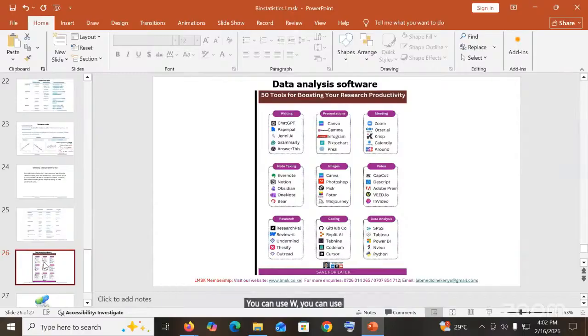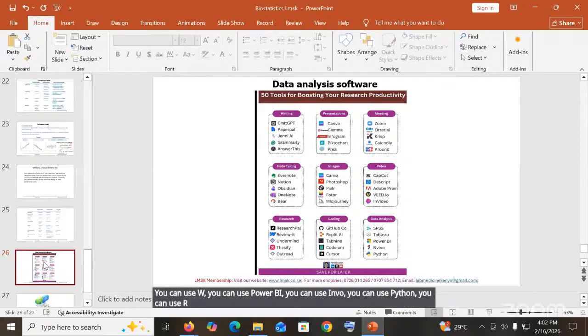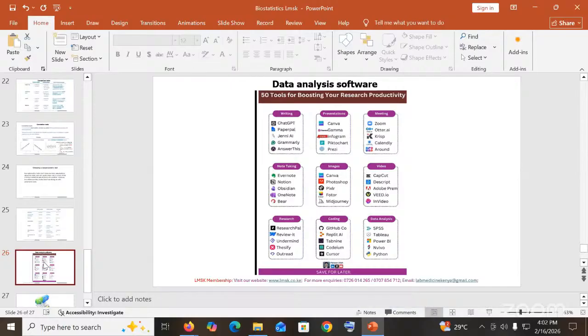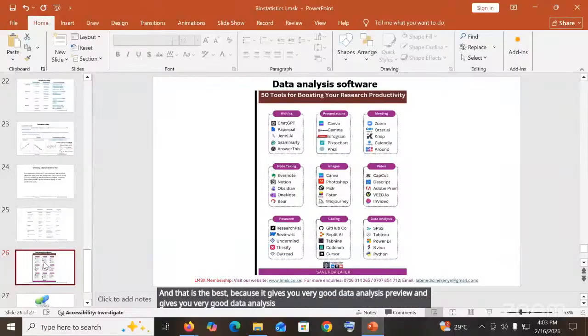Now, while doing data analysis, you will finally pick either SPSS, Tableau, Power BI, Invo, Python, or R Studio. The commonest one currently is R Studio because you use commands. And that is the best because it gives you a very good data analysis preview, even including graphs.